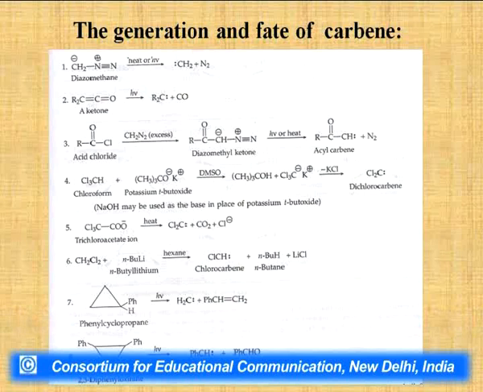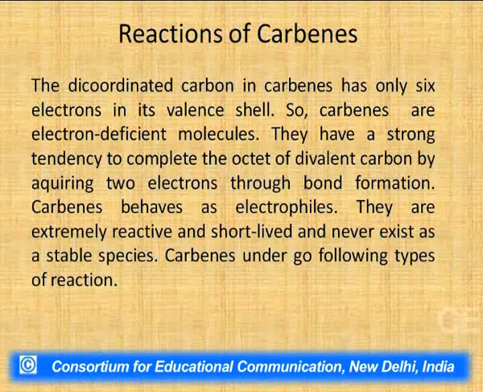Trichloroacetate ion, when heated, gives dichlorocarbene. N-butyl lithium when reacted with dichloromethane in the presence of hexane will again give dichlorocarbene. Phenyl cyclopropane on photolysis gives carbene. 2,3-diphenyl oxirane on photolysis gives phenyl carbene. So, these are the formations of carbenes. These are the examples from which carbene intermediates are formed or carbenes can be prepared.